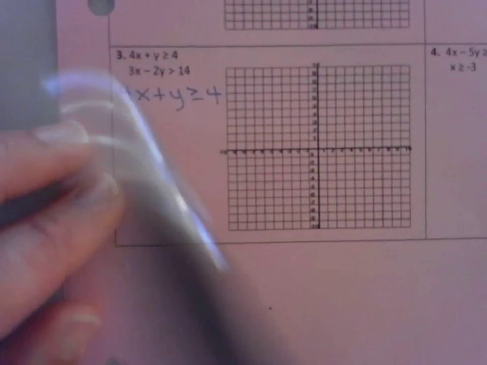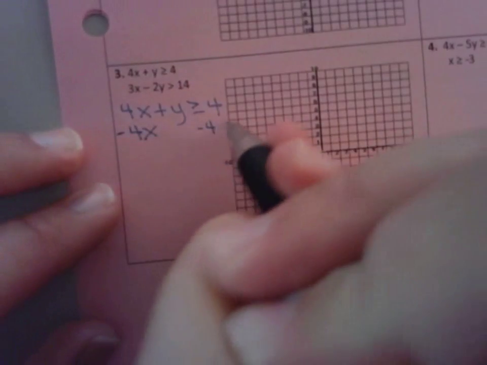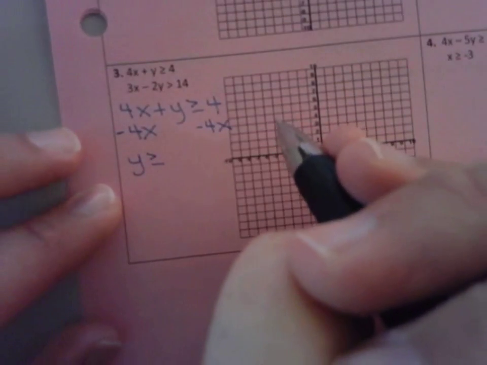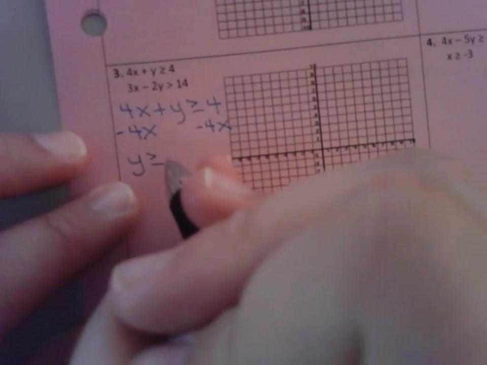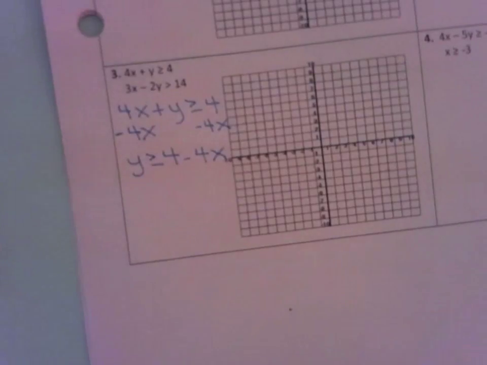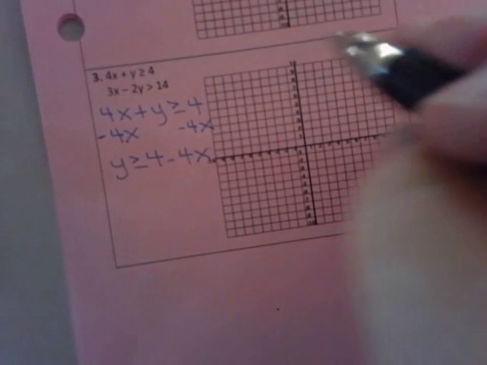Top inequality. Subtract 4x. Yep. So I have y is greater than or equal to 4 minus 4x. So y is alone. There was not a number in front of y, so I didn't have to divide by anything. If I graph this, what do I do first?